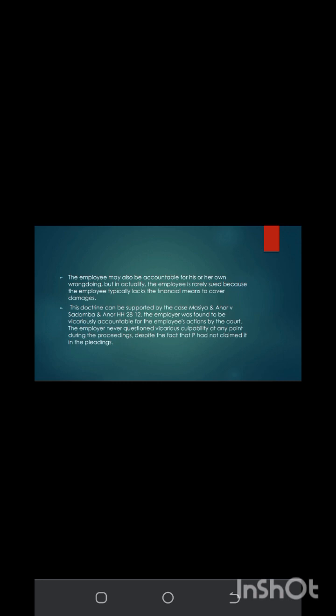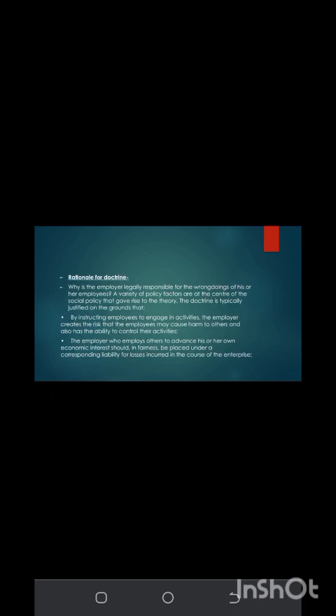The doctrine can be supported by the case of Marcia versus Sadomba. The employer was found to be vicariously accountable for the employee's action by the court. The employer never questioned the vicarious culpability at any point during the proceedings, despite the fact that P had not claimed it in the pleadings.